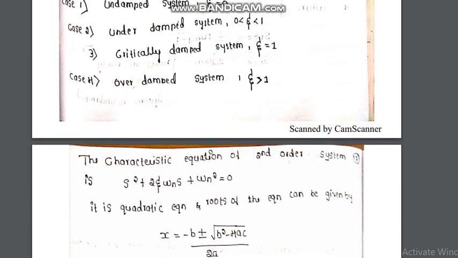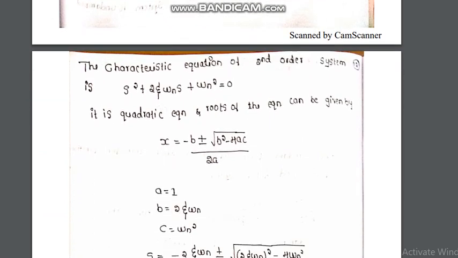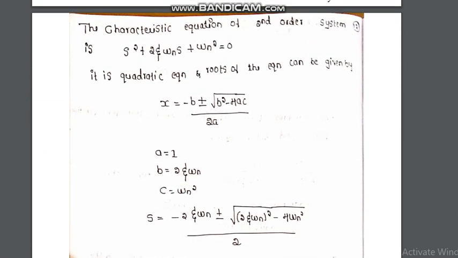Now we'll try to find out the characteristic equation of second order system. We'll take the denominator s square plus 2 zeta omega n s plus omega n square equal to 0. How to find the characteristic roots? We know the basic formula x is equal to minus b plus or minus square root of b square minus 4ac divided by 2a. This formula we will use to find the characteristic roots of this characteristic equation.